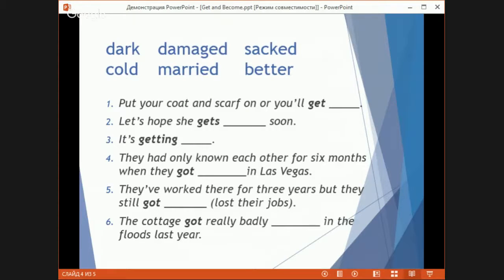In this case, we have already get, and we just need to think about what kind of adjective can be used after this construction. Also, you've got a minute to think, and then we will check.